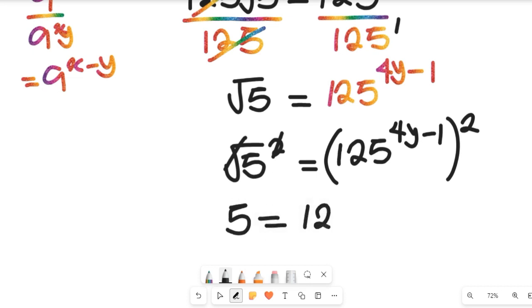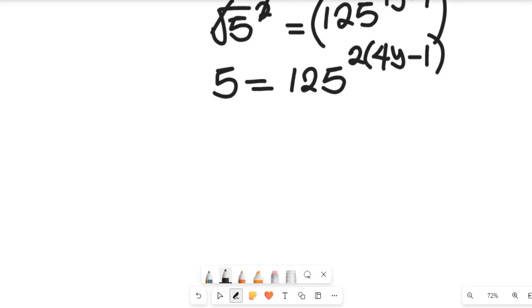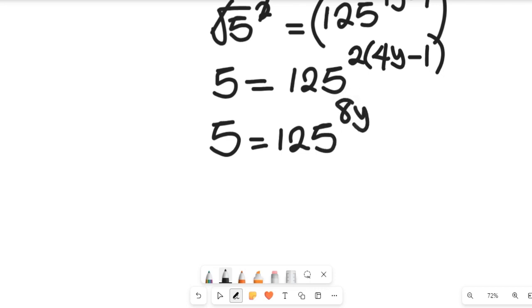This is going to be 125 to the power of 2 multiplied by 4y minus 1. Great. Now, having seen that, the next thing we need to do, let's simplify that numerator, those powers. We'll have 5 to be equal to 125, and this will be to the power of 8y minus 2. Now, 125, recall 125 can be equal to 5 to the power of what?